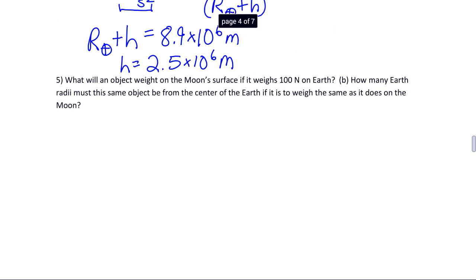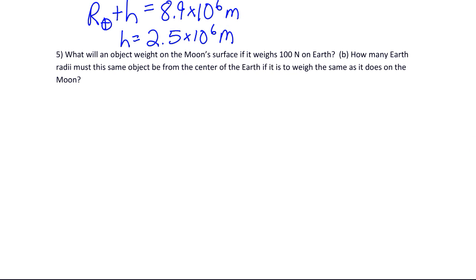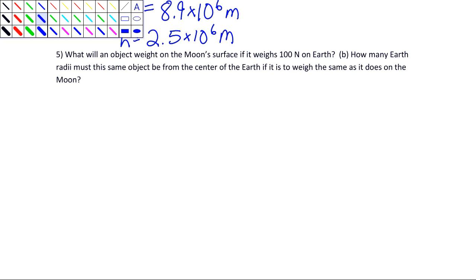Let's see, what will an object weigh on the moon's surface if it weighs 100 newtons on Earth? Well, you probably know that the acceleration due to gravity on the moon is 1/6 that on the Earth. So first of all, we want to figure out the mass of this object. I say that F is equal to mg.